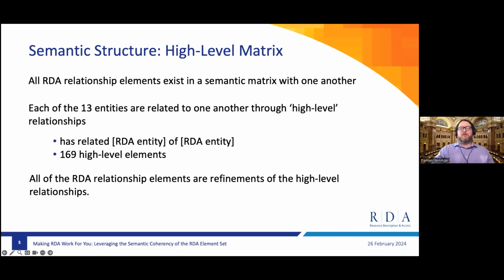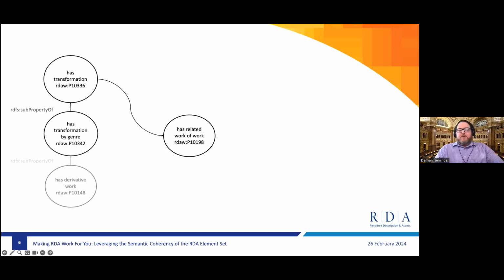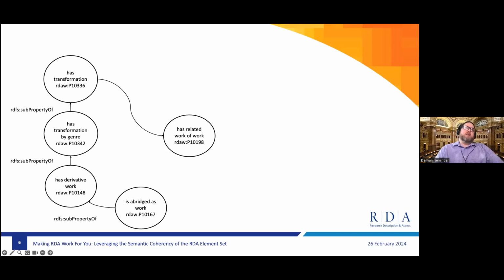So let me show you an example of what I'm talking about. Here we have a high-level relationship element, has related work of work. It relates a work to another work. So one of the paths that we can go down is this path that's on your left. The has transformation relationship is an element subtype of has related work of work. Has transformation by genre of has transformation. Has derivative work is a subproperty of that. And then finally, we get all the way down to the bottom of this and we have is abridged as work.